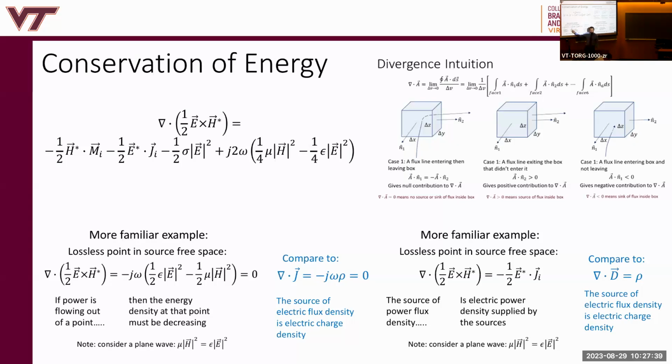Minus time derivative means that this quantity is decreasing in time. The energy density, we'll see why these are energy densities, decreases in time because power is flowing out, and the flow of power is the flow of energy in time. Good. Okay, let's compare this to this law, which we understood. If current density is flowing out of a point, then the charge density is decreasing at that point. Same thing here. Energy is decreasing if power is flowing out. All right? Here's another familiar example.